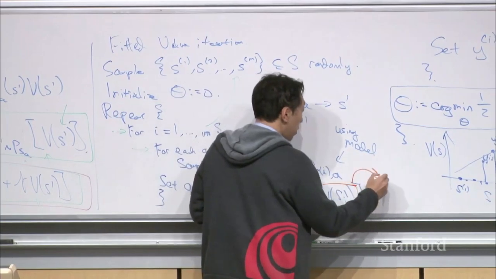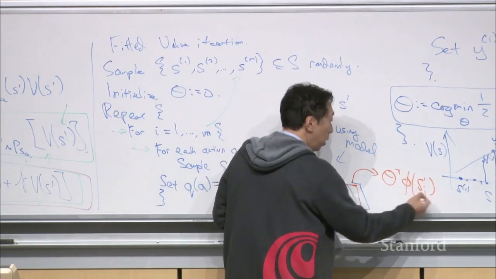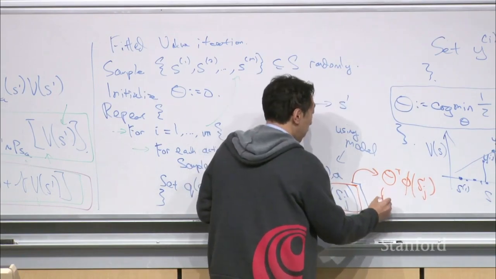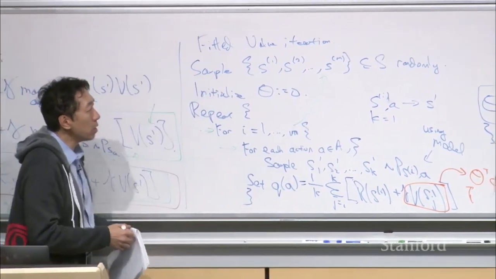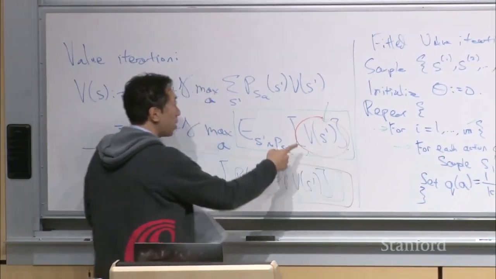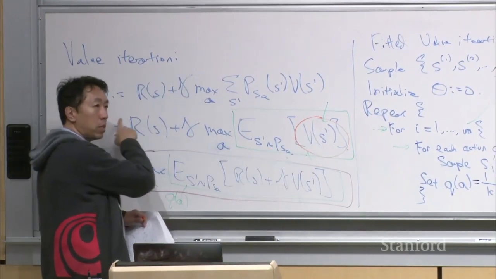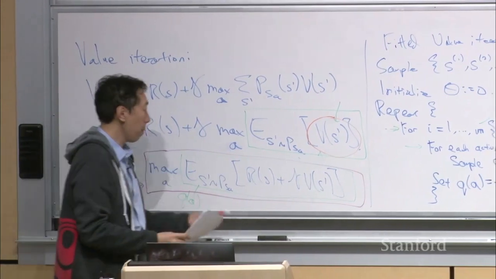So you would get this from theta transpose phi of S prime J, using the parameters of theta from the last iteration of fitted value iteration. Just as in value iteration, these are the values from the last iteration that you use to update the new iteration. So you use the last value of theta to update the new one. Thank you.